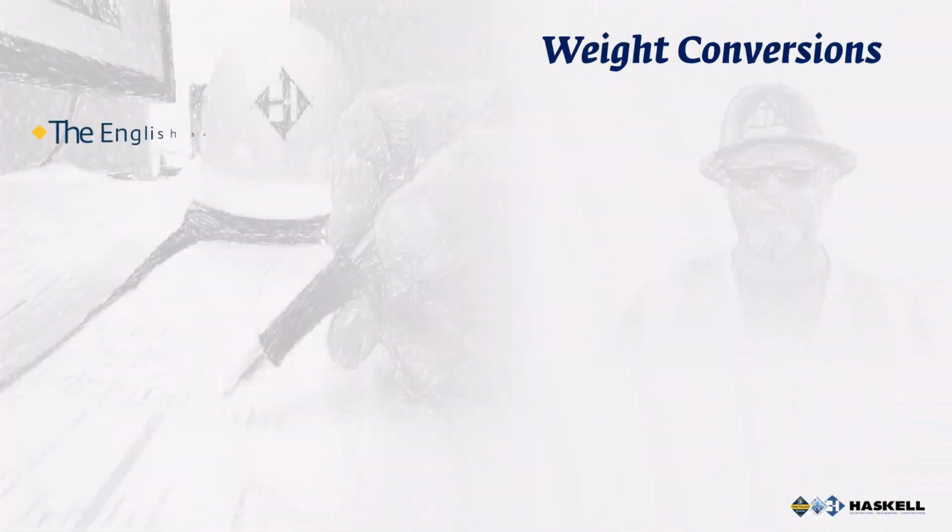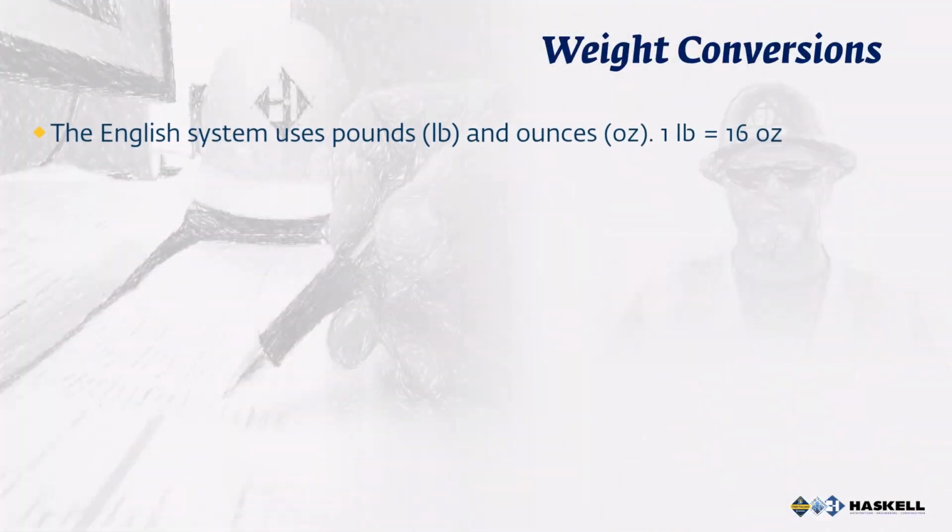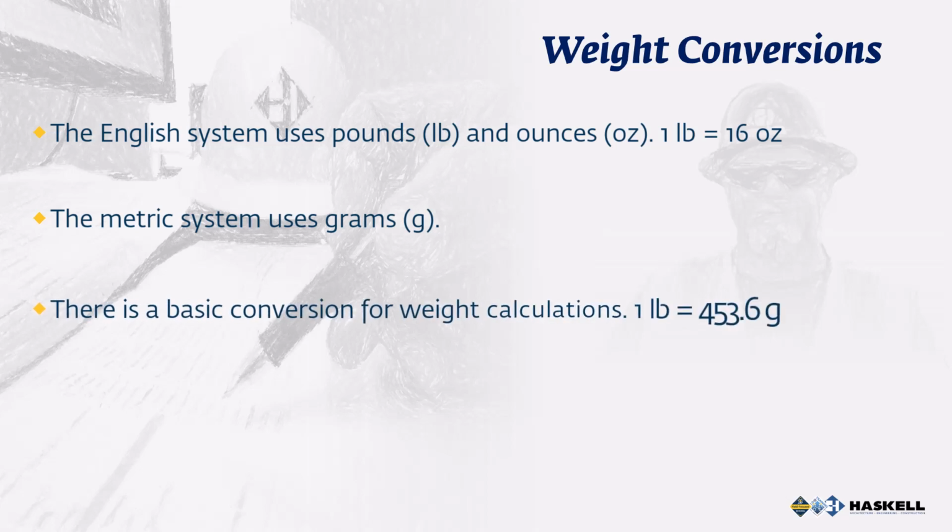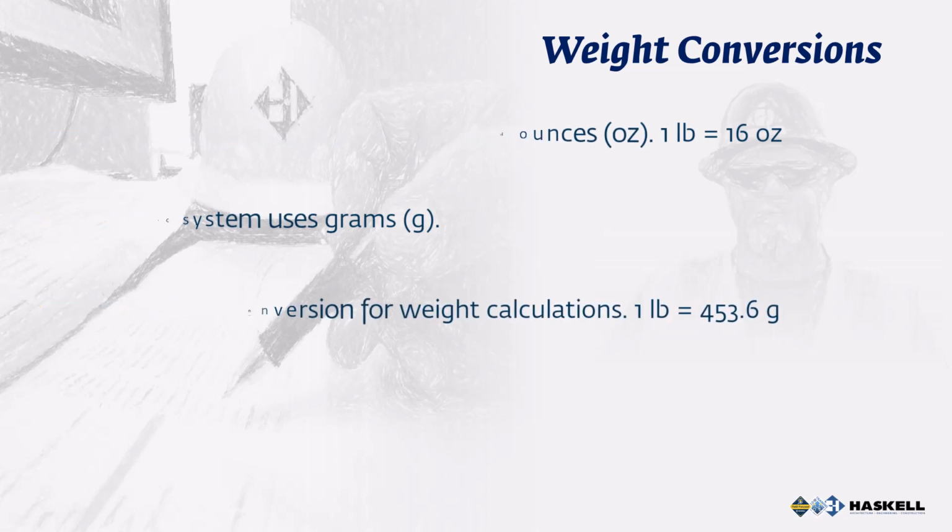The craftsmanship approach to weight measurement in the English system is built upon the concept of a pound, which consists of 16 ounces. In the realm of the metric system, weight is measured using grams as the fundamental unit. 1 pound is about 453.6 grams.